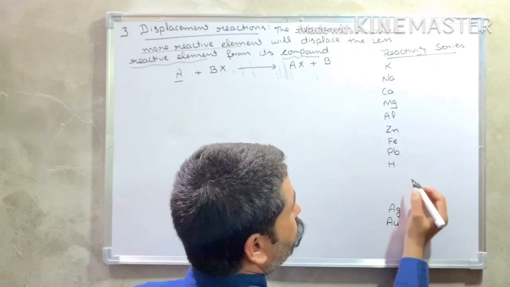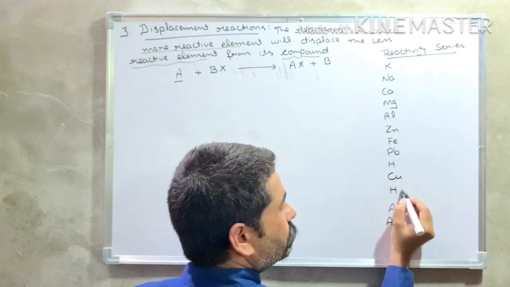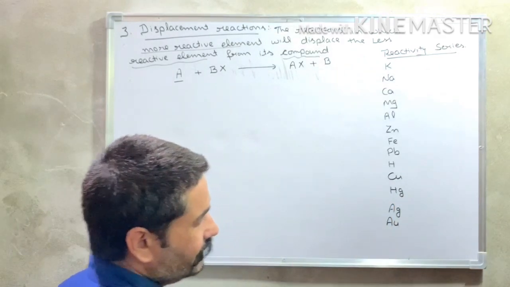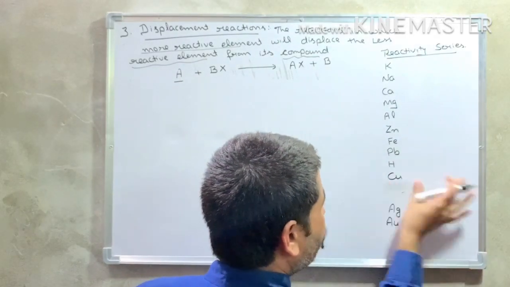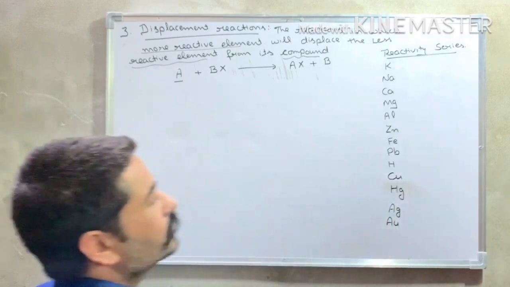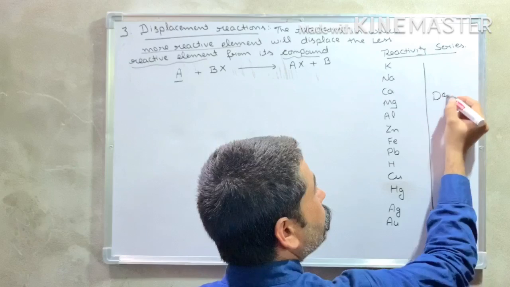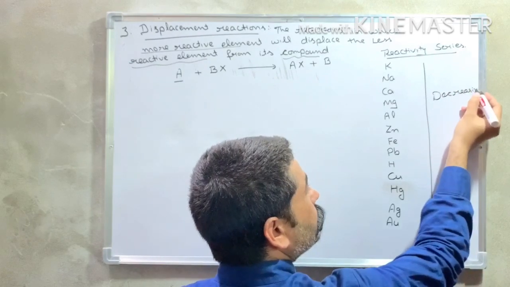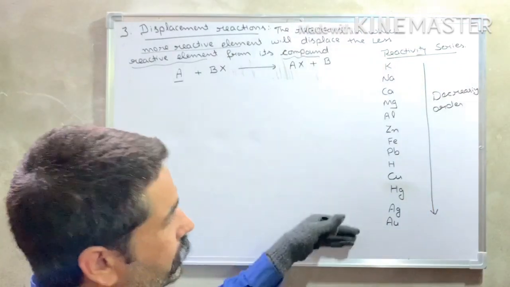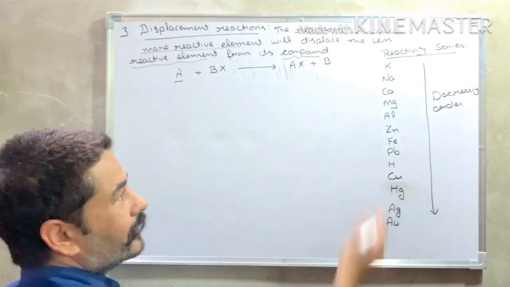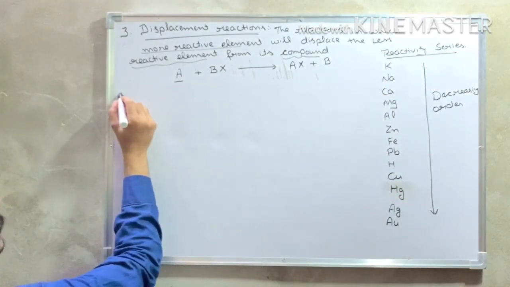Then after that you have copper and mercury. Silver you have already done, then mercury. So this is the decreasing order of the reactivity series. Decreasing order means that if you move downward in the reactivity series, the reactivity of the metals decreases. So let's take a few examples to explain this displacement reaction.